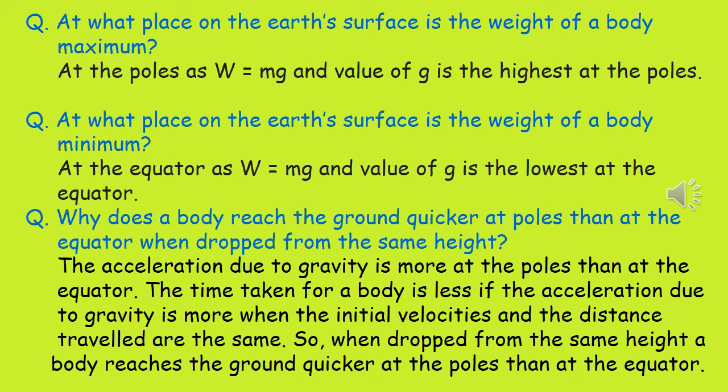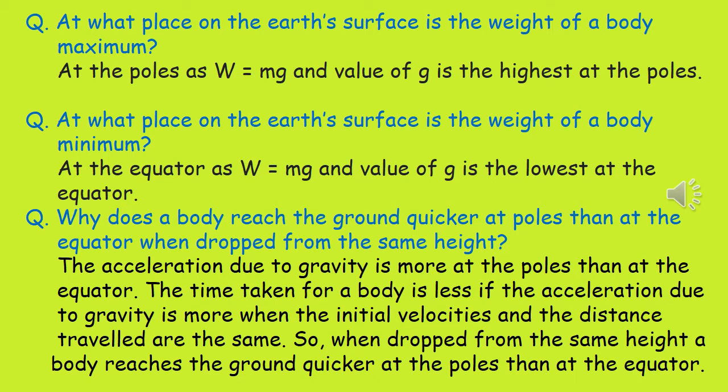At what place on earth is the weight of the body maximum? It is maximum at poles because W is equal to mg and the value of acceleration due to gravity is the highest at poles because the radius of earth is the lowest there. So g is maximum, so W will also be maximum because mass remains constant.